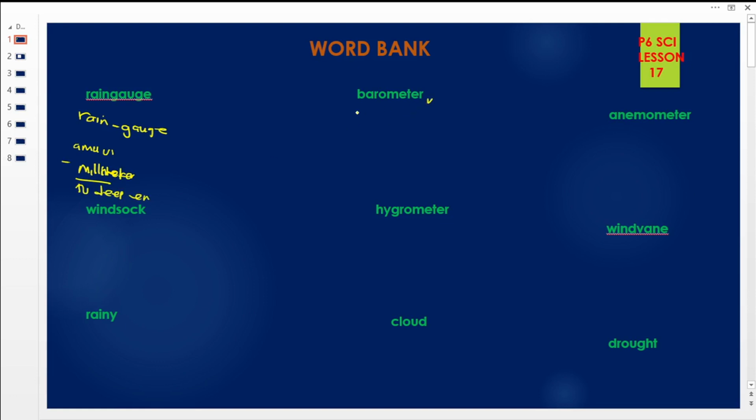Our next word is barometer. This instrument is used to measure what we call air pressure. Remember, we said one of the properties of air is that air exerts pressure.